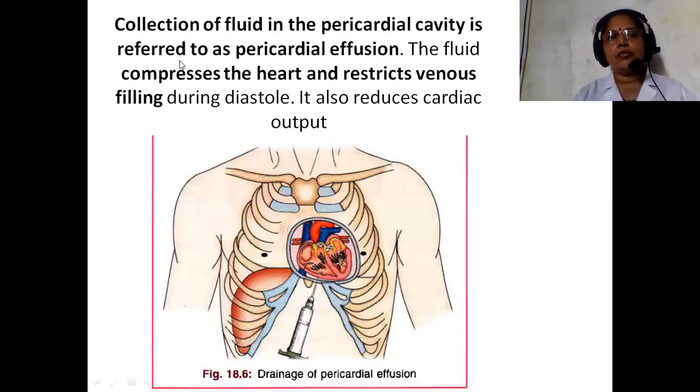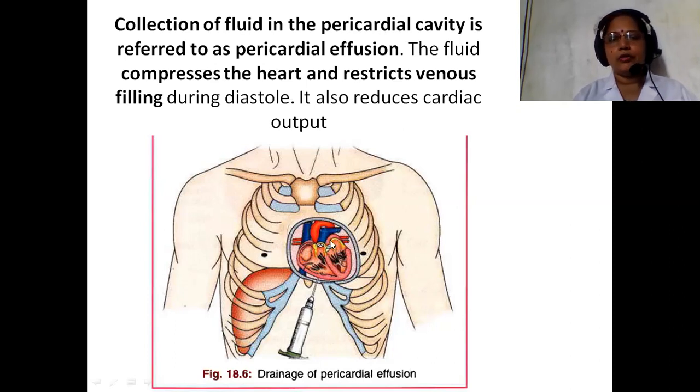Next है, collection of the fluid in the pericardial cavity is called as pericardial effusion. देखो हार्ट के ऊपर जो कवरिंग है, anatomical part ऑलरेडी हमने डिस्कस किया है, that covering is called as a pericardium. Pericardium is having two layers, outer layer and inner layer, और in between the two layers जो space होती है, that space is called as a pericardial cavity. तो ये pericardial cavity के अंदर जो fluid जमा हो जाता है, वो condition को pericardial effusion कहा जाता है.